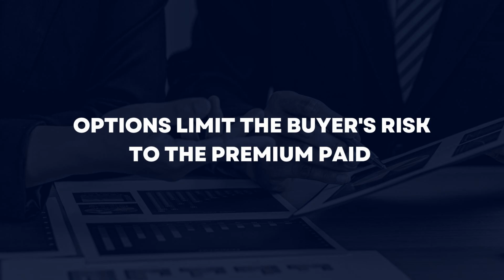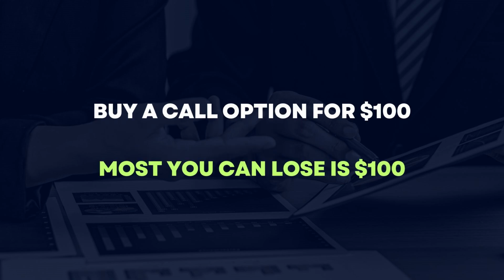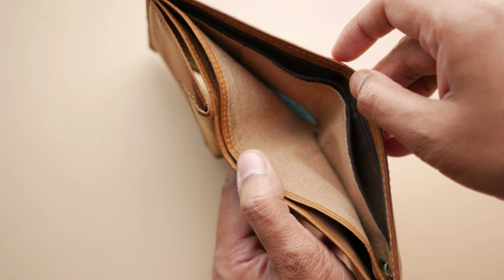So options are going to limit the buyer's risk to whatever they paid up front. Let's say you buy a call option for $100 and the trade does not go your way. Well, your maximum loss is the $100 premium. That's it. With futures, your losses can potentially exceed your initial investment and you get hit with a margin call. That's not going to happen in options.